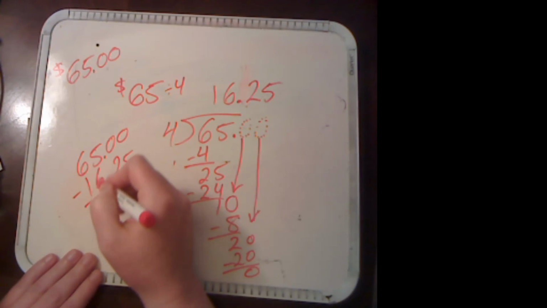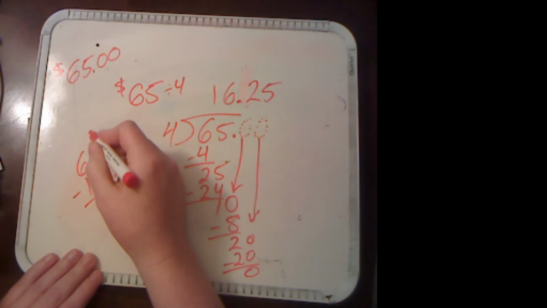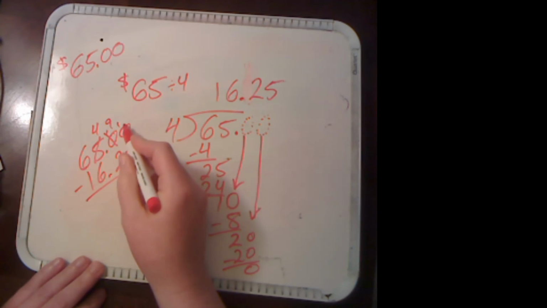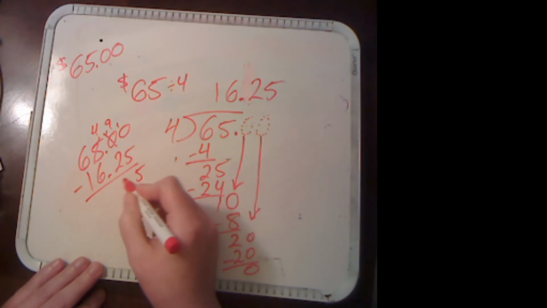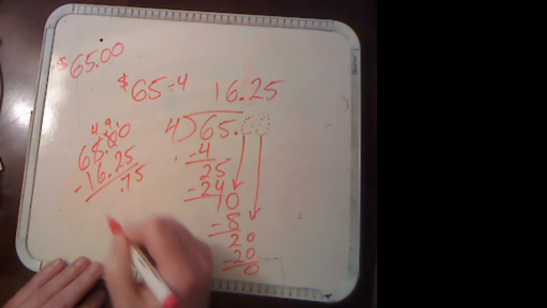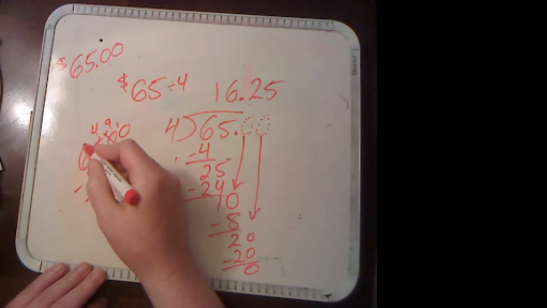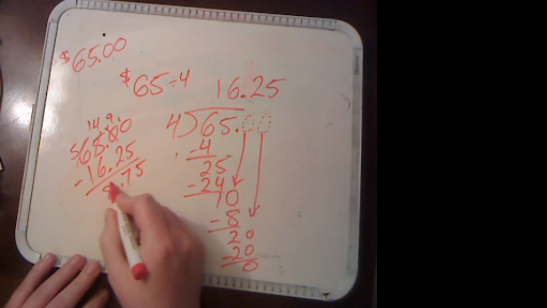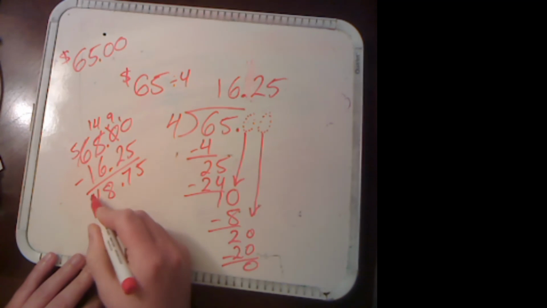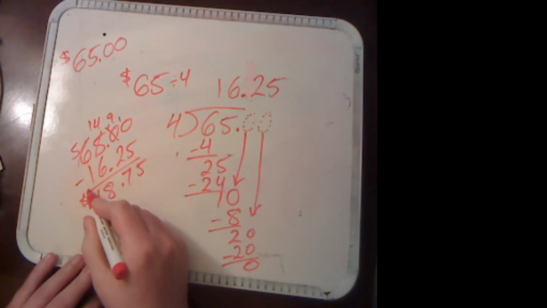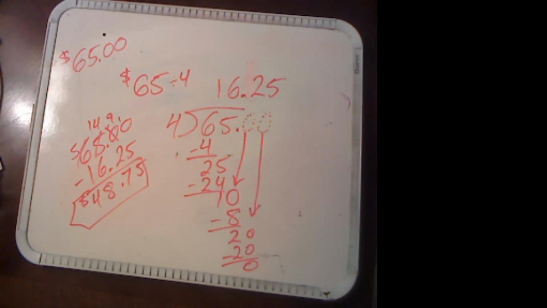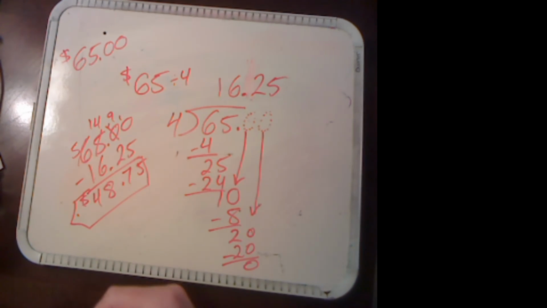We're going to go ahead and do the borrowing. 5 becomes 4, 10. That's 5. 9 minus 2 is 7. 4 minus 6, can't do 4 minus 6, so I'm going to borrow again. 14 minus 6 is 8. 5 minus 1 is 4. So that means my new price tag would be $48.75.